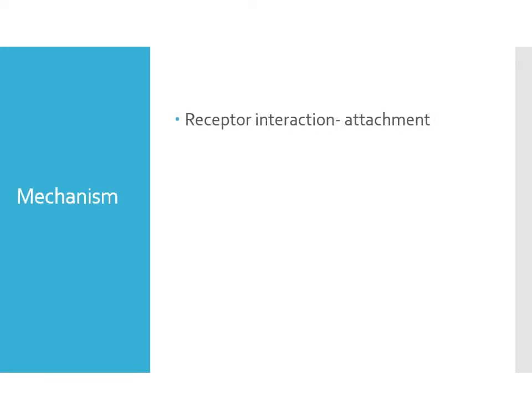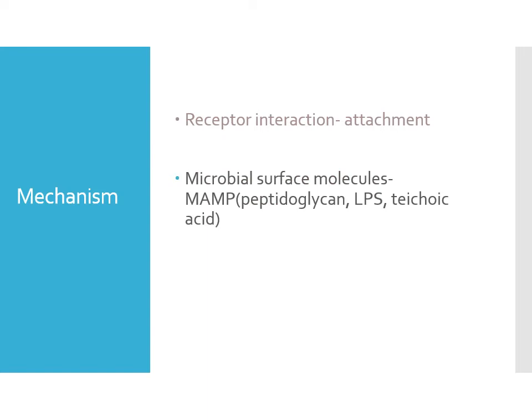Now, how does innate immunity work? The first thing that occurs is receptor interaction. Any microorganism which has entered our body will bind to our host cells, by means of attachment. Then comes the role of the microbial surface molecules. On the microbial surface there are repeated, conserved patterns of molecules, which we call microbe-associated molecular patterns. For example, they have peptidoglycans, lipopolysaccharide, and teichoic acid. All of these have a particular repeated, conserved pattern of molecules.